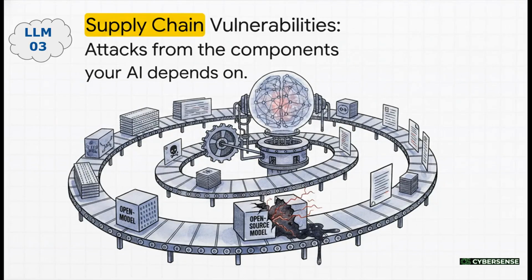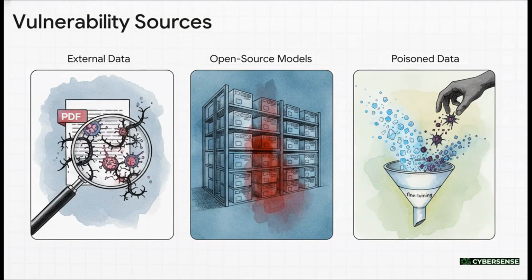This brings us to a really sneaky one, LLM-03, supply chain vulnerabilities. This is a crucial reminder that attacks don't always come through the front door. Sometimes they come from the very data and components your AI is built with. Think about it. A vulnerability can be hiding anywhere in that chain. You could have malicious instructions hidden inside a PDF that you ask the LLM to summarize. You could download a compromised open-source model from a place like Hugging Face. Or the very data used to train the model in the first place could have been poisoned.